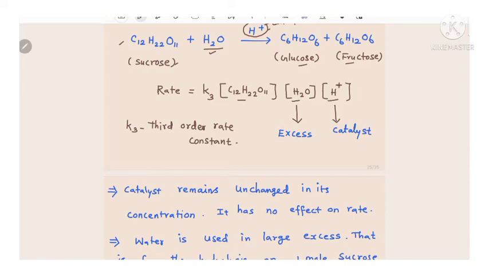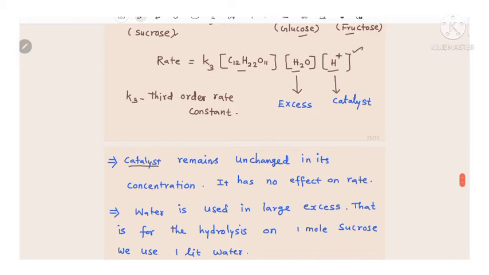Now here, what is the role of acid? Acid acts as a catalyst. What is a catalyst? A catalyst is a substance which remains unchanged in its mass as well as chemical composition, isn't it? So there will be no significant change in the concentration of acid used in the sucrose hydrolysis, because that acid is acting as a catalyst. When the concentration of acid remains constant, it cannot have any influence over the rate of this particular reaction.